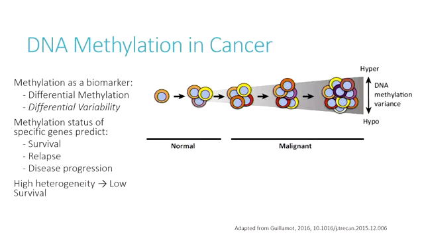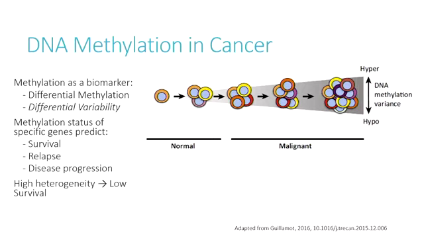In cancer, it's been found that DNA methylation, and specifically differential methylation, can be used as a biomarker. Differential methylation is where samples in a group have markedly higher or lower methylation levels than expected, and this has been widely studied. Differential variability is still being investigated and it's not quite as established, but studies have shown the potential for both of these factors in specific genes to predict survival, relapse, and also disease progression.